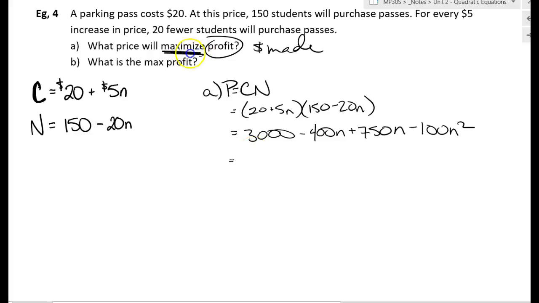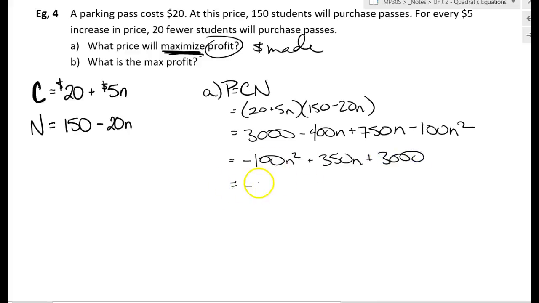Again, I'm getting some validation here. If I rewrite this, I'm wanting to maximize my profit, which means I should have a maximum. So my parabola should be opening downwards. If I rearrange this into descending order in terms of the degree of my variable, I get negative 100 is my A value, so it is opening downward. This is going to be 350N again, and then add 3,000.